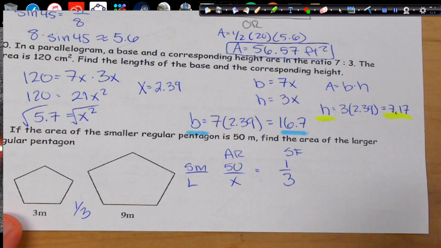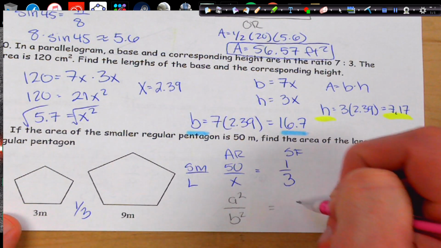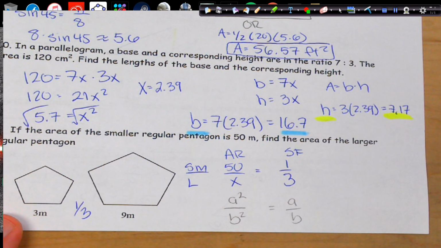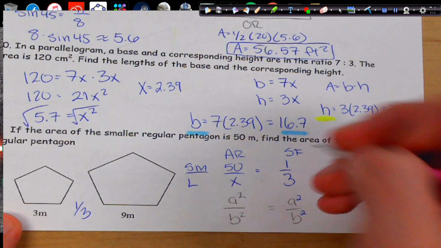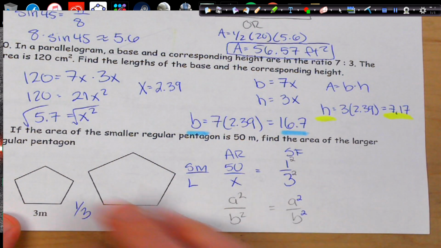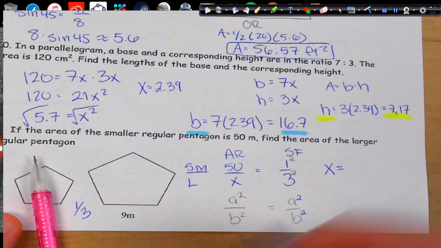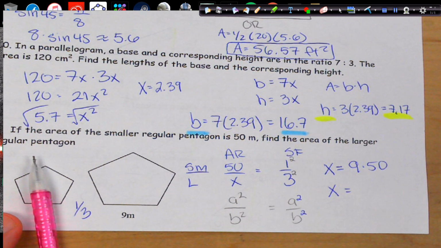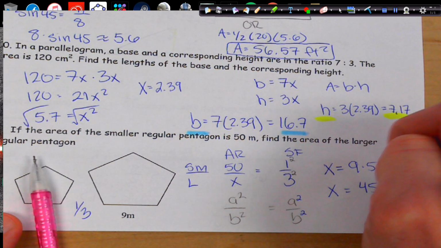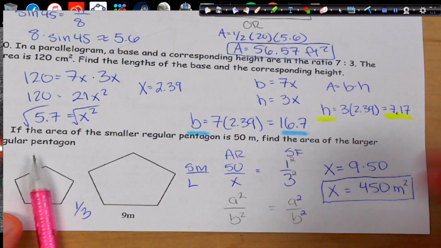Now here's the problem. I can't set these equal to each other because this is a squared to b squared, and this is a to b, which doesn't work out. So to make these the same, I could square these, and then it would be an equal statement, so I'm going to square these up here. Now we can cross multiply. We get x equals 3 squared times 50. Well, 3 squared is just 9 times 50, which is going to give us 450, and we're going to put meters on here. I'm not sure why they didn't do square meters, but they should be because we're talking about area.